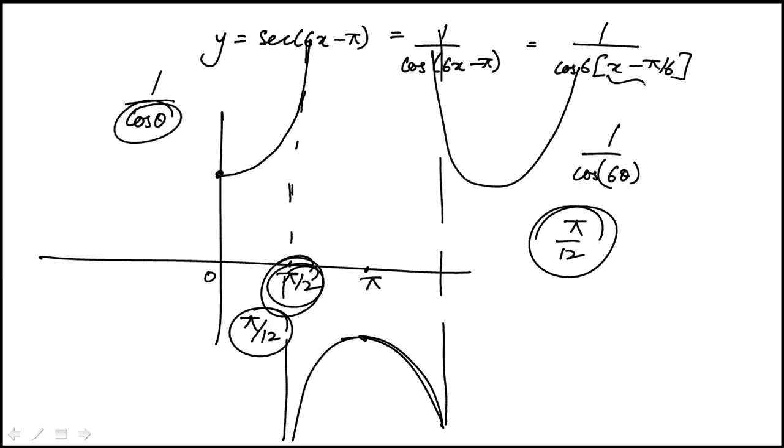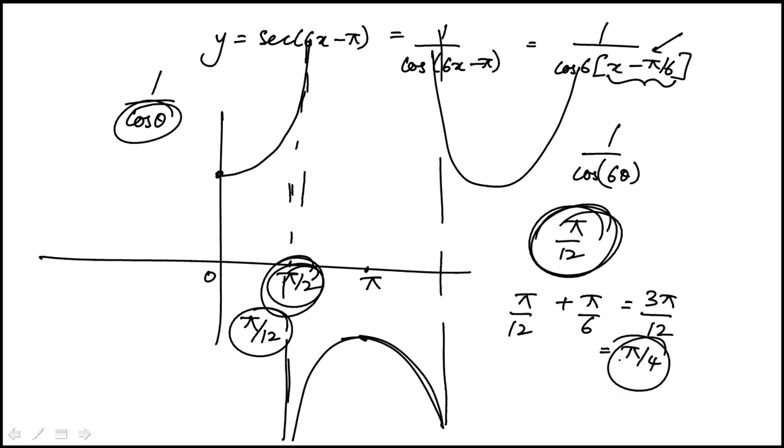Now we also have this shift. This is a horizontal shift to the right, minus, because we have a minus pi over 6. So this vertical asymptote will shift to the right by pi over 6. And if you add this, this is going to become 3 pi over 12 or pi over 4, which is indeed one of the answer choices. So x equal to pi over 4 is one of the vertical asymptotes, and that's answer choice B.